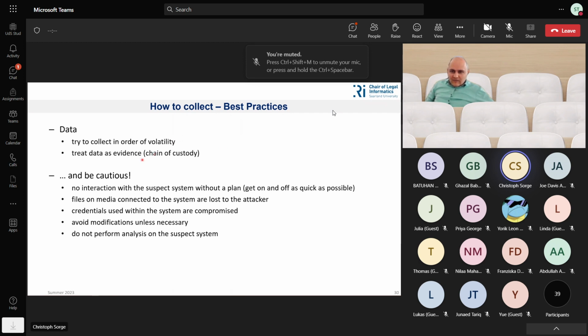Treat data as evidence. Of course, we keep the chain of custody and document everything. We said that before. Being cautious means you should not interact with any suspect system without having a plan beforehand, and most importantly, be able to execute the plan quickly, because any more time of interaction means more potential for changing things.